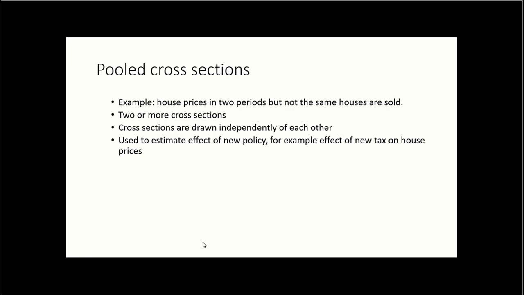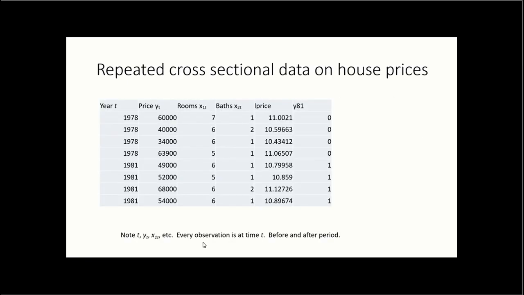And this kind of data can be used to estimate the effect of a new policy. Say, what would happen if we have a new tax imposed on the house prices? Would the house prices increase or decrease? Here's how repeated cross-sectional data looks like for, say, house prices. Here we have a T dimension and we have all the house prices for the, say, before period and all the house prices for the after period here. And these are the house prices. And again, we're not talking necessarily about the same houses being sold in 78 and 81. It could be different ones.